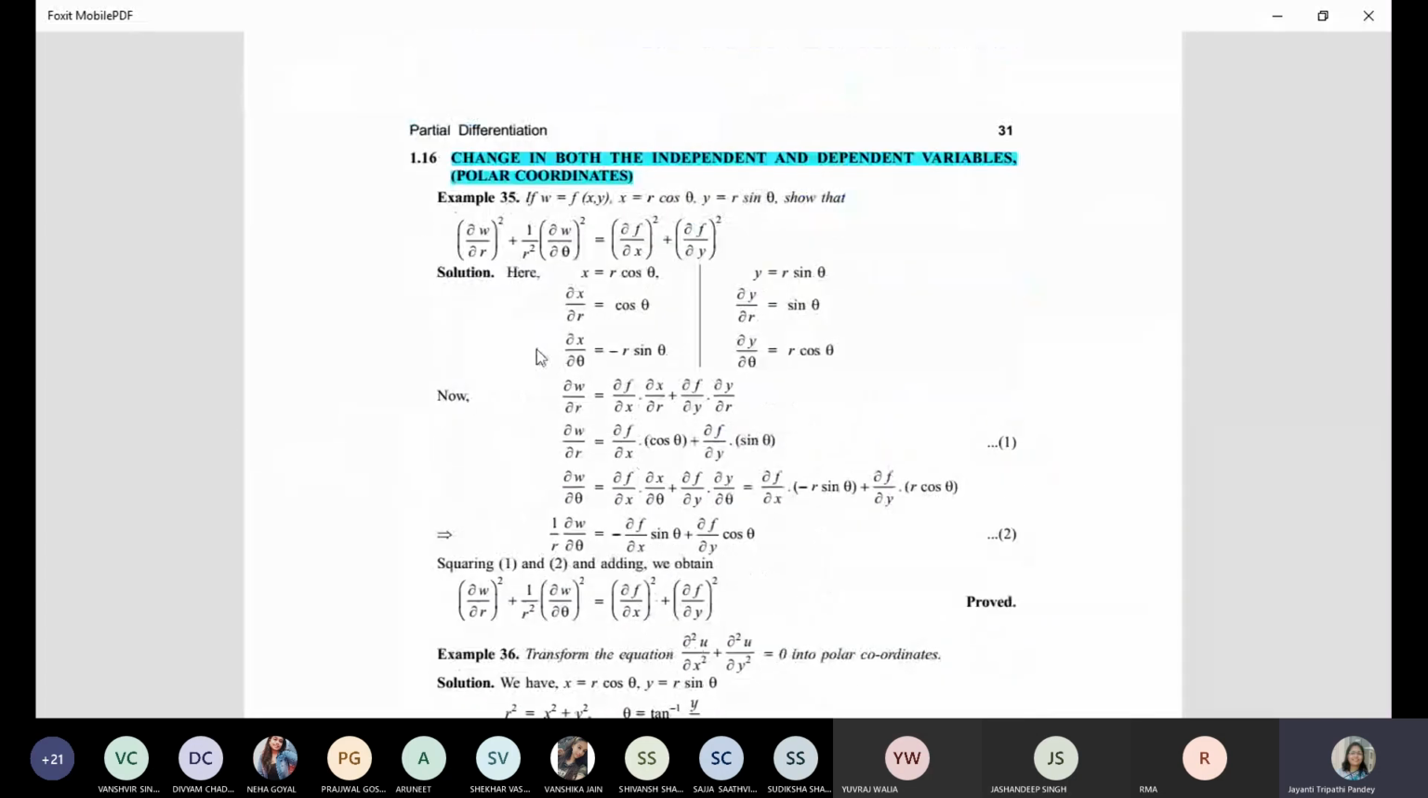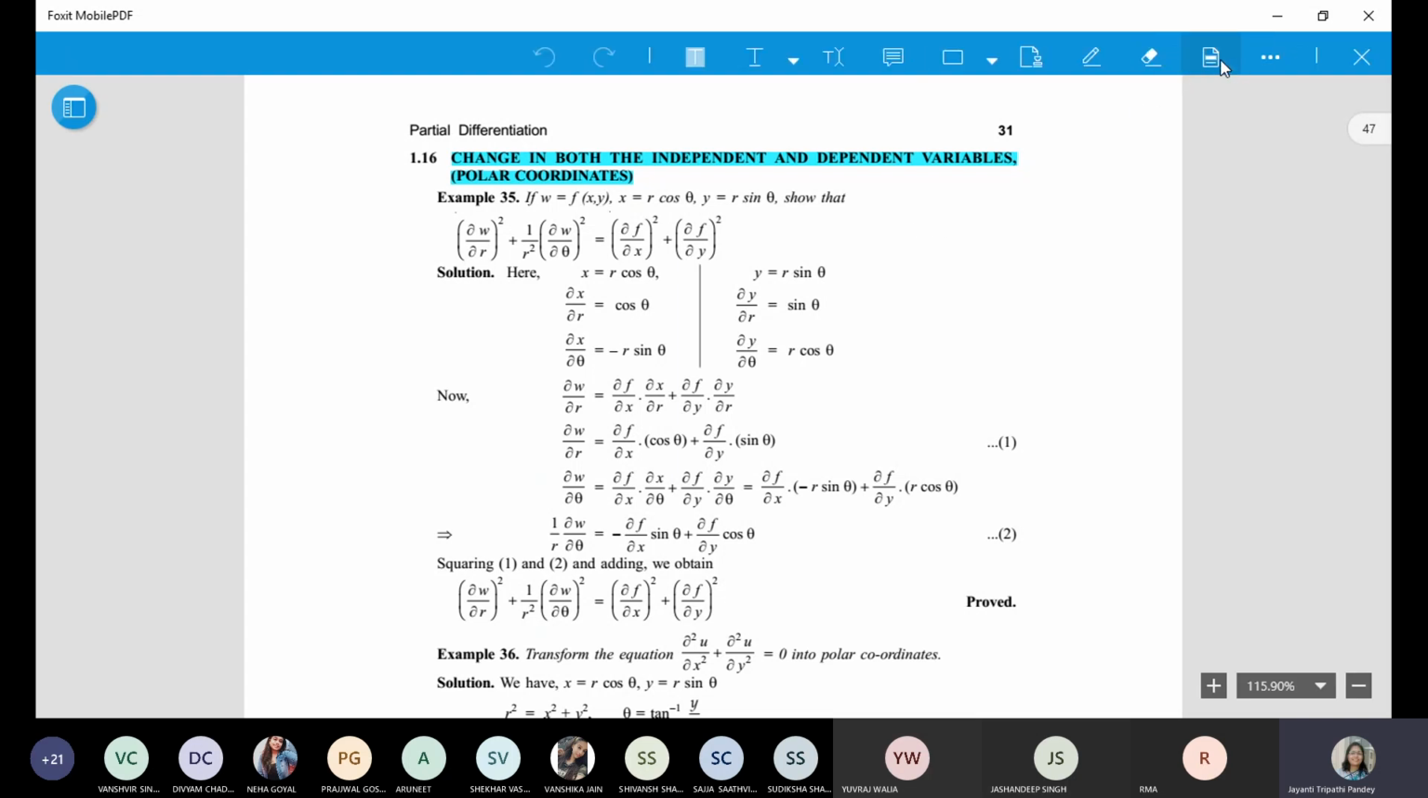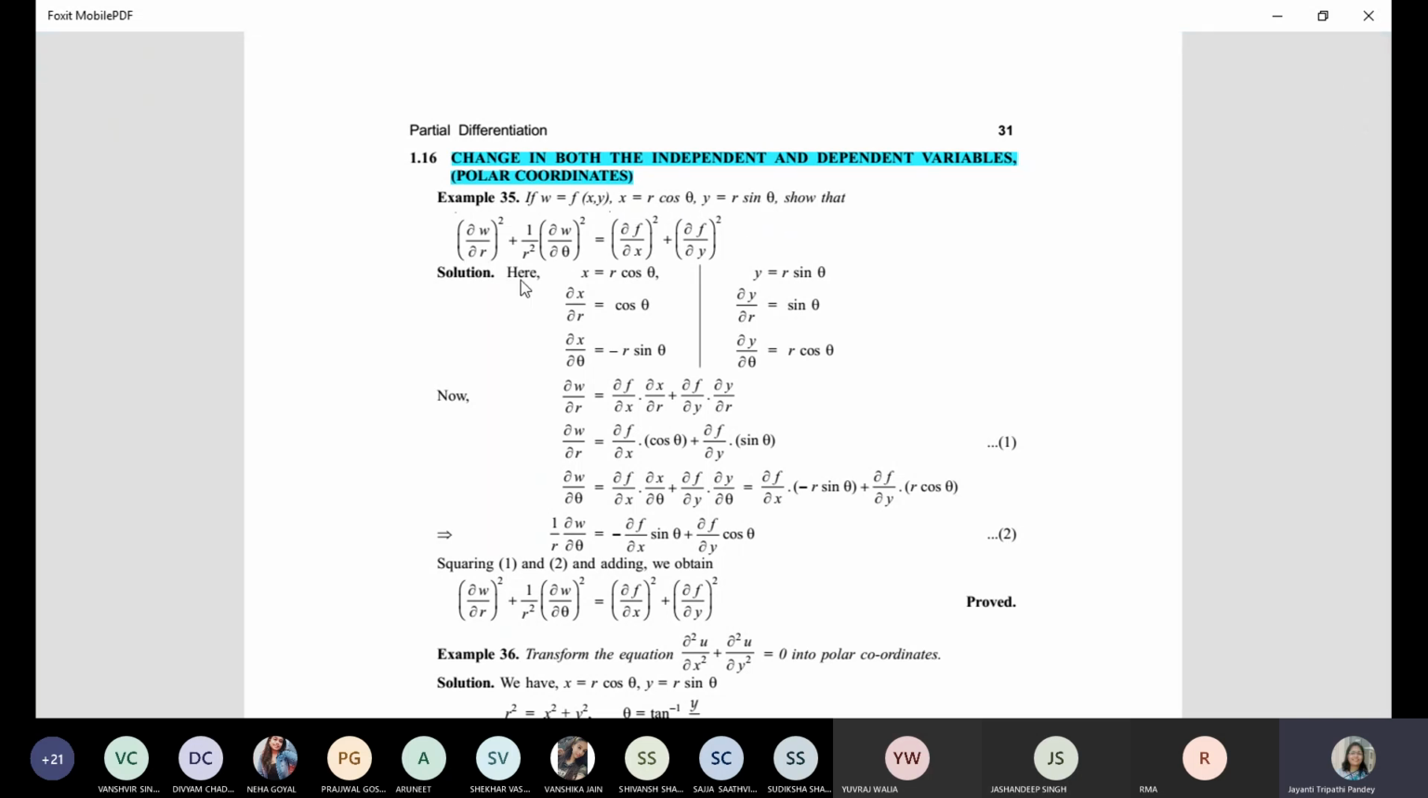Now this is the next type. See what is happening here. Change in both the independent and dependent variable. That means you have to do it in polar coordinates. This is one of the questions. Mostly it is asked, so you should know how to go about it. Now I want you to focus on this. You have w is equal to f of x, y, where x is dependent on r, theta and y is dependent on r, theta, right? Now the question is, show that this is equal.